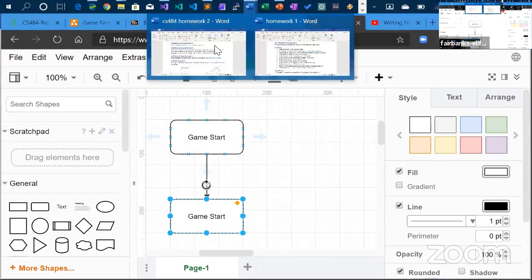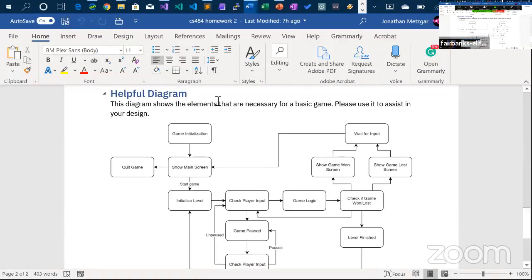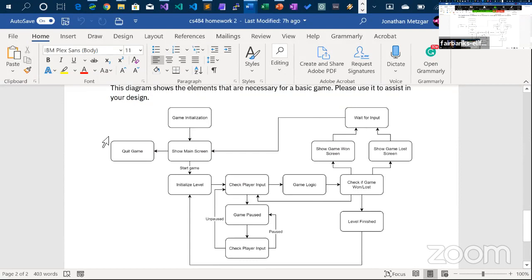Okay, so as a helpful thing, I thought I'd include this. I call it a helpful diagram, but here are a lot of things that might go into a basic game. Sometimes it takes a little bit of thinking to come up with a structure like this, but it does provide the framework. So you can tell exactly how you would need to implement this inside your engine.